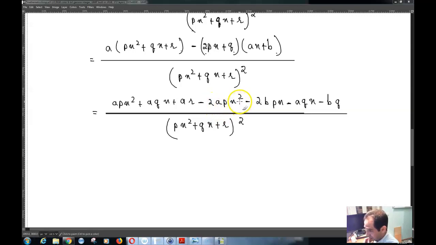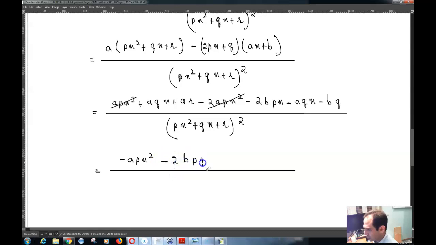So over here I have negative 2apx squared plus apx squared, that would be negative apx squared. Then negative 2bpx. Now aqx and negative aqx you can simplify, plus ar minus bq over px squared plus qx plus r whole squared. That's your answer. That is number 8. So number 8 is negative apx squared, negative 2bpx plus ar minus bq over px squared plus qx plus r whole squared.